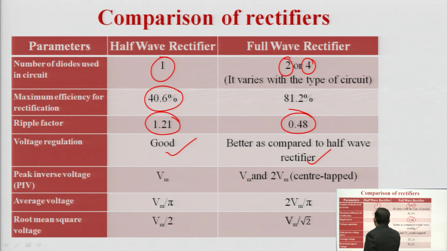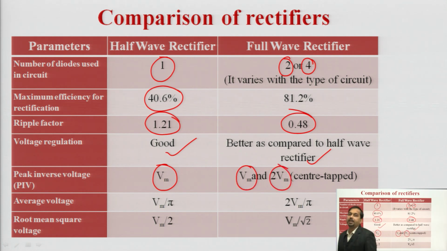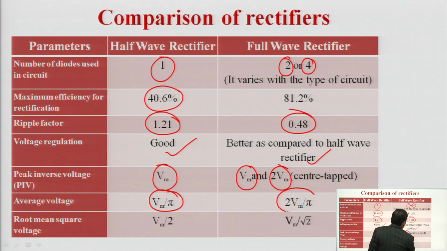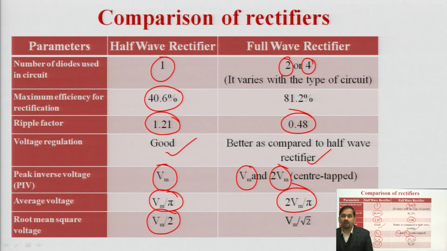For peak inverse voltage, as we have already seen, for half wave it was Vm, but for full wave it is either Vm or 2 times Vm, depending upon the configuration. If we are using center tap, then it will be 2 times Vm. Now the average voltage for half wave is Vm by pi, and for full wave it is just double, 2 times Vm by pi. Similarly, the RMS voltage is Vm by 2 for half wave and Vm by root 2 for full wave. So these are some comparisons between the half wave and full wave rectifier.